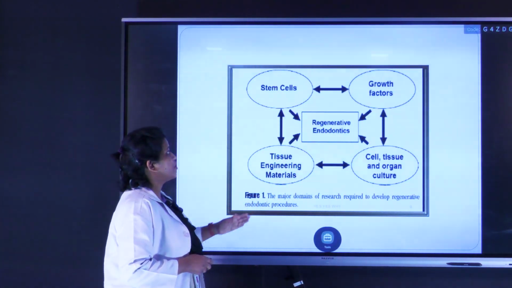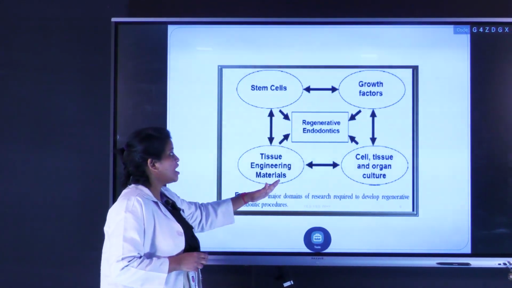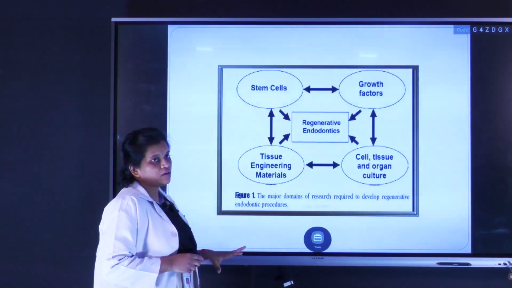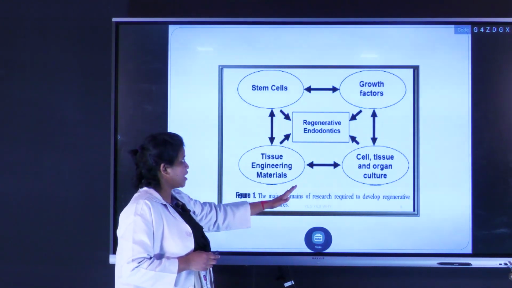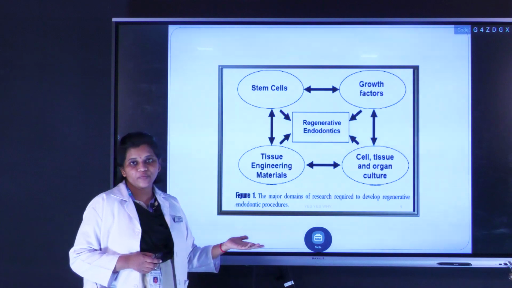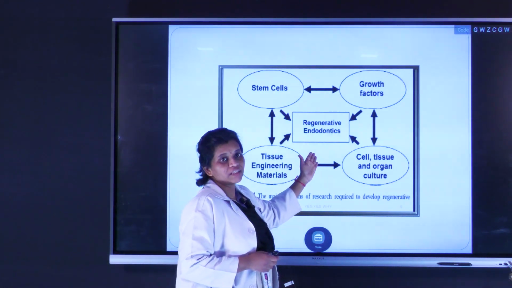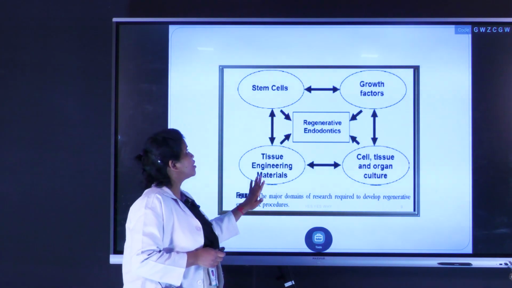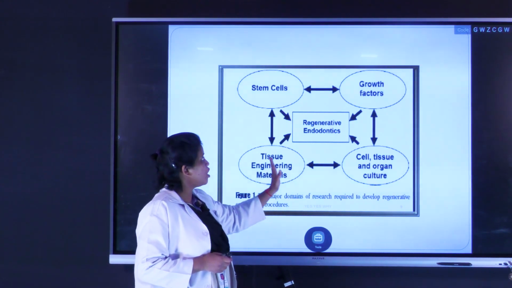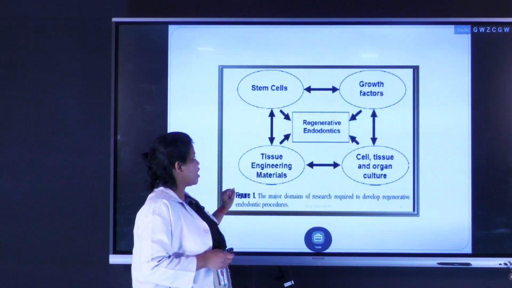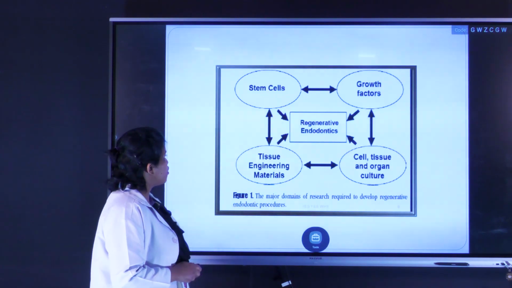Regenerative endodontics is possible with the help of stem cells and growth factors, as well as the substrate or the scaffold. All these three put together, when I apply the aspects of tissue engineering, is how we get the regenerative endodontics outcome. So the regenerative endodontic procedures are based upon the stem cells, growth factors and the scaffold. When all put together, when you apply the engineering protocols, then we get regenerative endodontics, right?